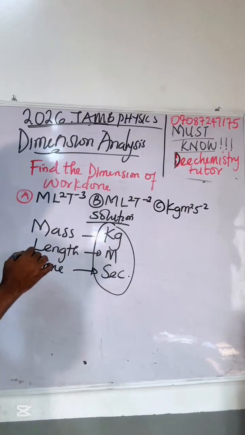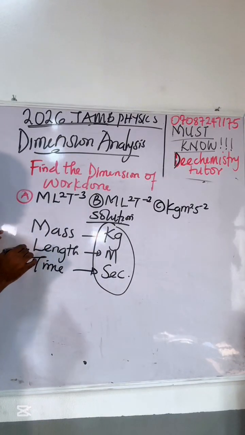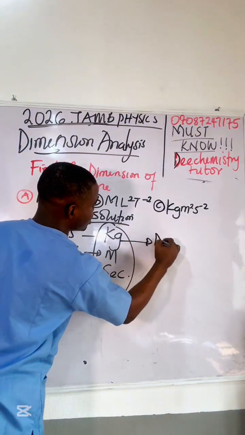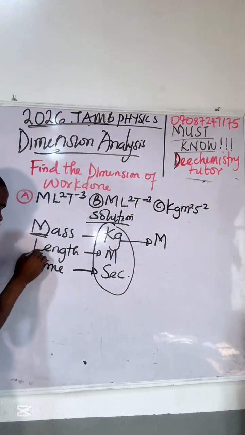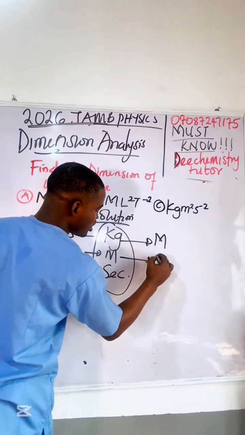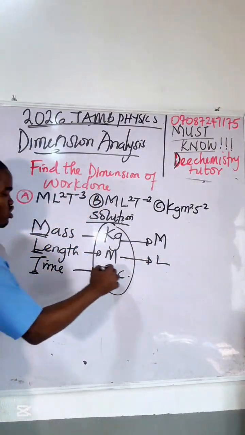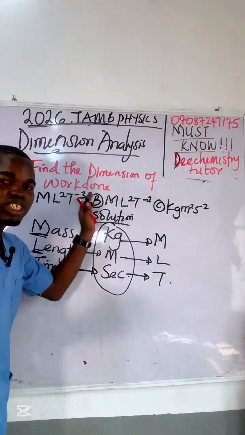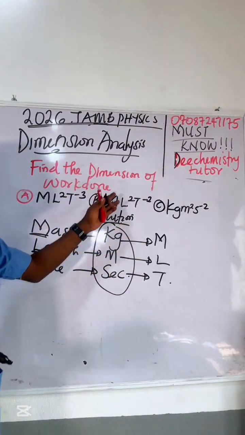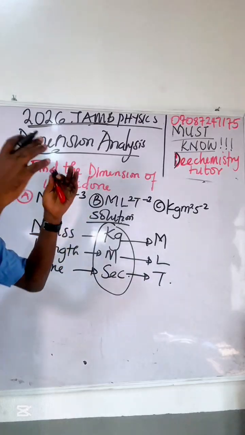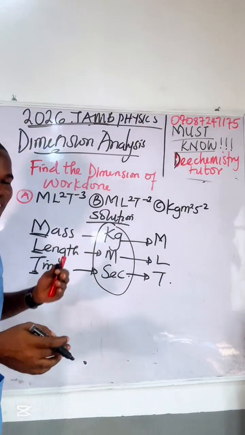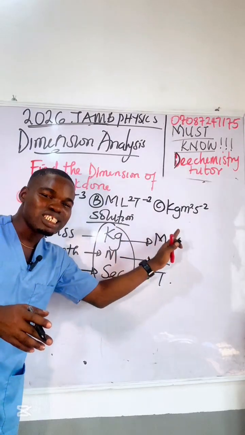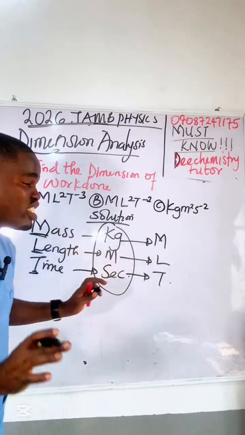The dimension concept is that when you have mass, you pick the first letter, M. That is dimension. For length, you pick the L. For time, you pick the T. That means you can have work done, whose unit is the joule. But that is not what we are asking you to get here. We are asking you to represent it in terms of dimension. So that's why it's very, very important.